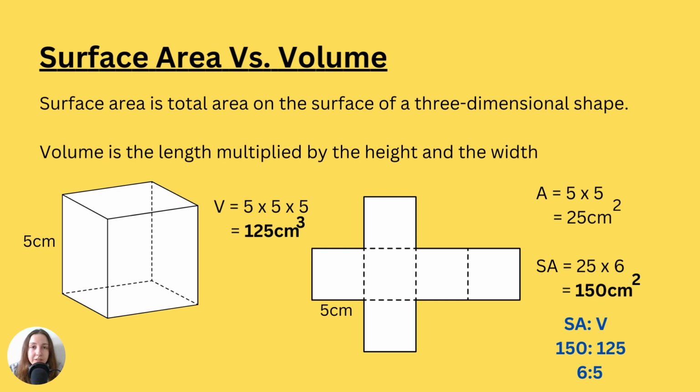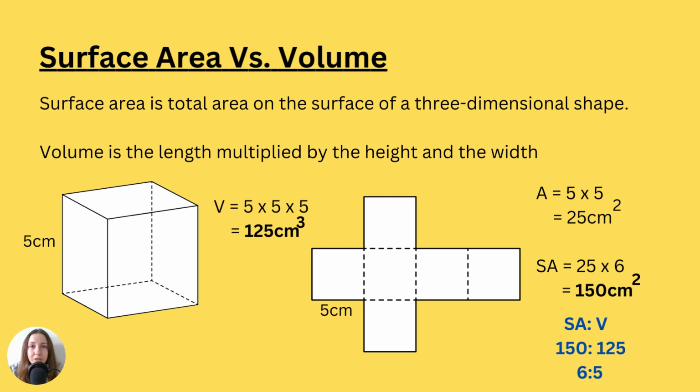And because it's the surface area, we're looking at the entire surface, right? So we have to times it by 6. There are 6 sides to a cube. So 5 times 5 is the area, that's the 25. 25 times 6, which is the number of sides, gives us 150 centimeters squared.